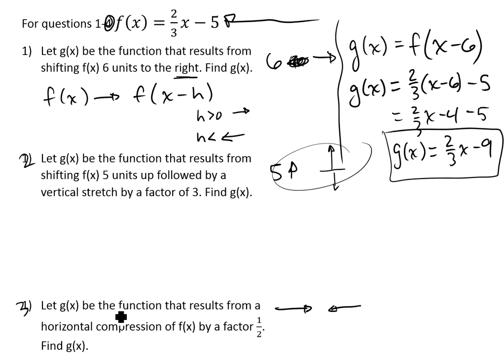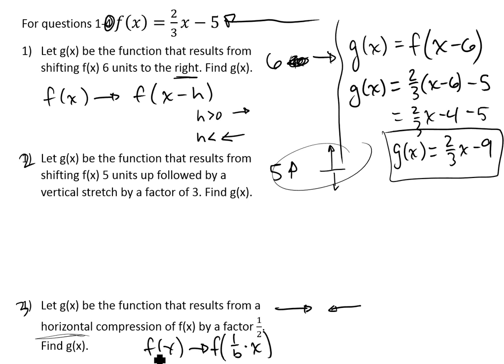Number 3 says, let g of x be a function that results from a horizontal compression of f of x by a factor of 1/2. Find g of x. Okay, horizontal compression. My rule for horizontal compression is that f of x gets mapped to f of 1 over b times x. Similar to question 1, I'm going to be changing the argument that gets passed to the function. I'm going to be passing it 1 over b times x.